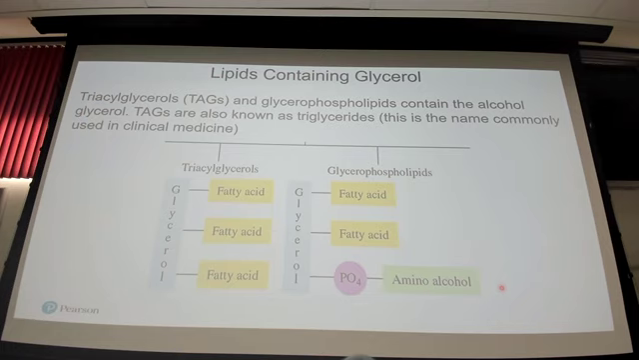I mentioned that most of the lipids that we're going to discuss contain, yes? I'm sorry, sir. So you said it's COX 1 and 2, or is it just 1? COX 1. Yes.